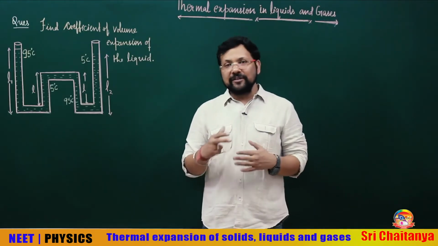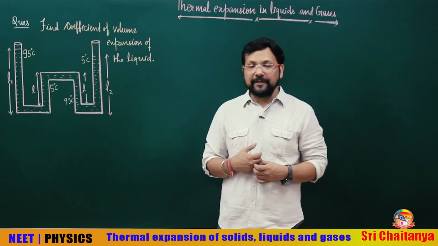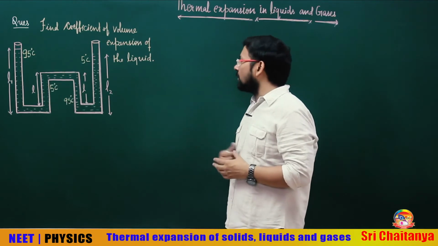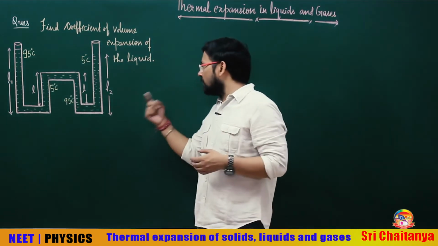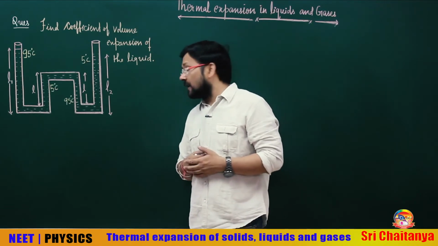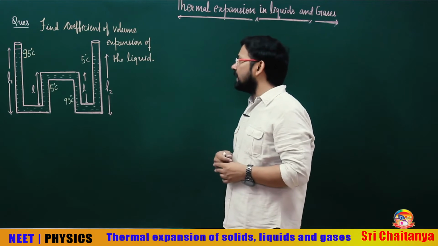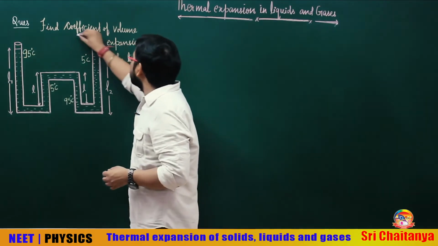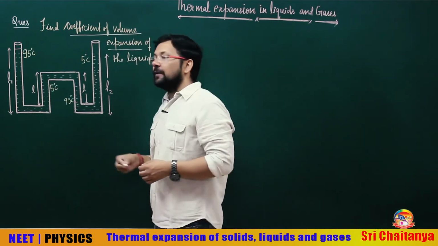Let's see a numerical question on the basis of the density formula with respect to temperature that we have just discussed. You can see a liquid column in the question and there are 4 limbs, different lengths for first and last, while second and third have the same length. Also the temperature variation you can see for each individual limb, and the question is asking you to find the coefficient of volume expansion of the liquid.